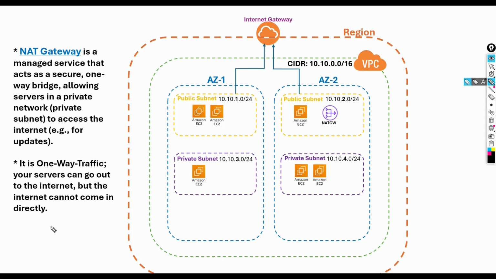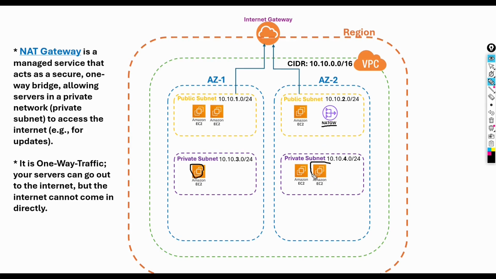So what does it mean? Basically, as we discussed, private subnets are not directly attached to the internet gateway. Hence, the resources inside the private subnet cannot have internet access. If we want to provide internet access to the private subnet resources, then we need to take help from the NAT gateway. So NAT gateway always resides inside the public subnet. So let's take an example.